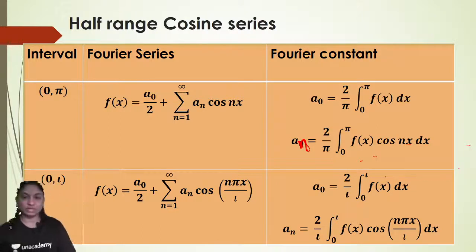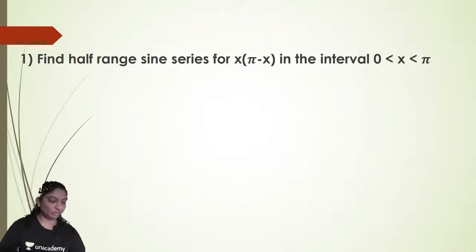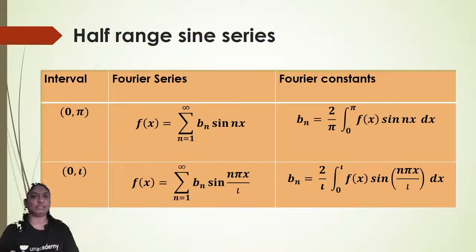Okay, now let's see. Now find a half range sine series for the function x into pi minus x in the interval 0 to pi. Now we have to find out the Fourier sine series. So we can see the table here.